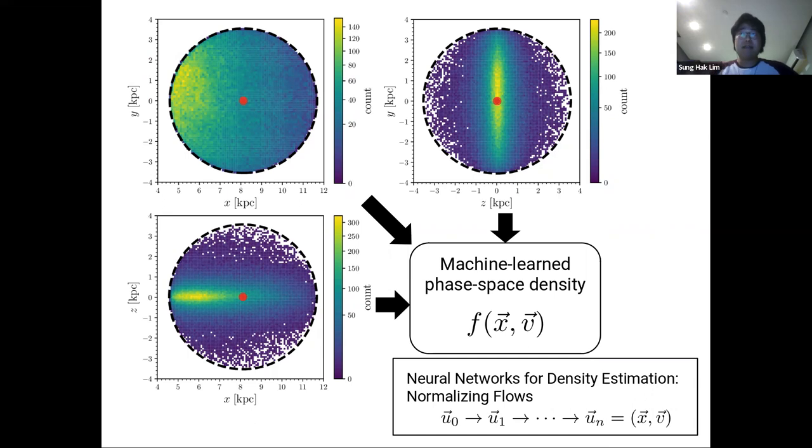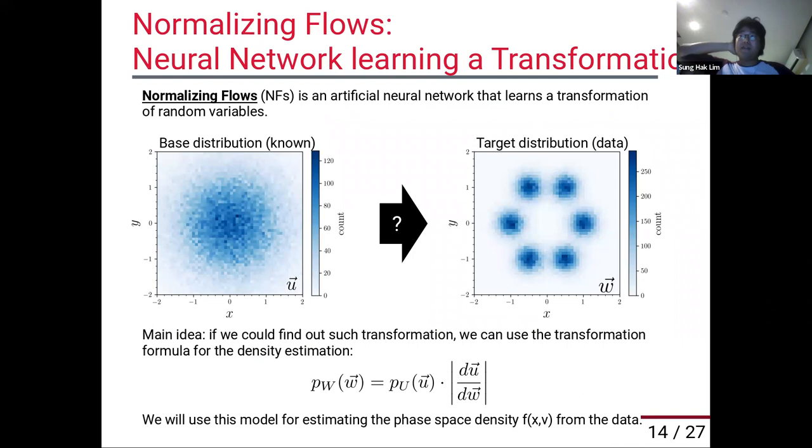So now we have the data, and let's try to convert this to the phase space density. In order to do that, we use a neural network model called normalizing flow. Let me briefly explain what the normalizing flow is again. This is a neural network that learns a transformation of random variables. Let's say we have some n-dimensional Gaussian distribution. We know how to calculate this probability, and we also know how to sample from it. The normalizing flow will learn how to transform this Gaussian distribution into the training sample distribution.